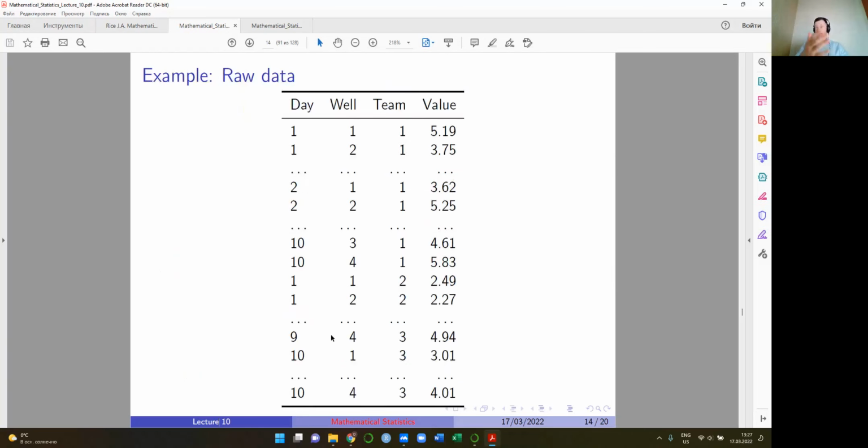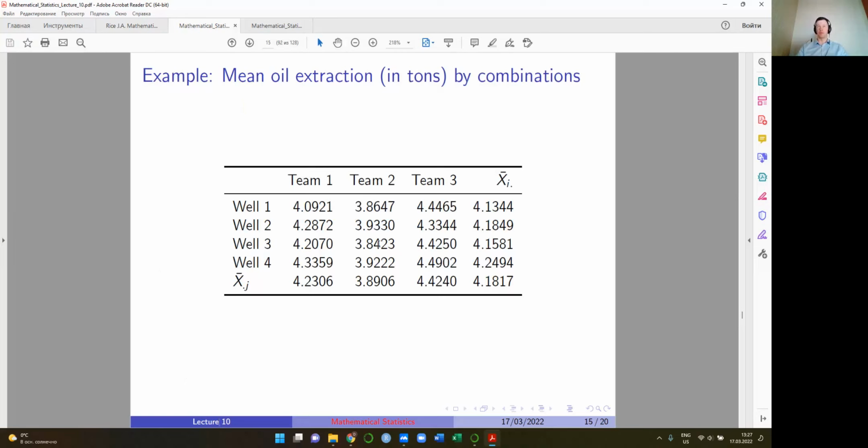So now look, this table is not very nice because, as I said, it's huge and it's difficult to comprehend. What can we do? We can make it look nicer, like this. So what do we have in this table? We formed something which is sometimes called a pivot table. I will also tell you how to work with this table. On the columns we have teams, on the rows we have oil wells, and as the values we have the average or mean oil extraction for every combination.